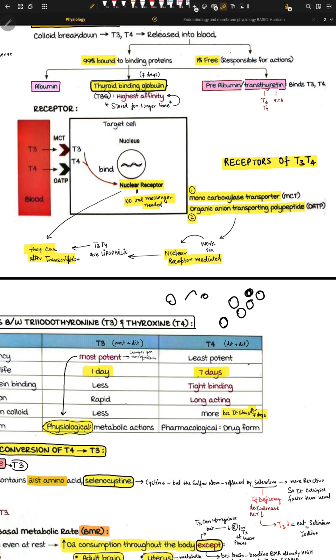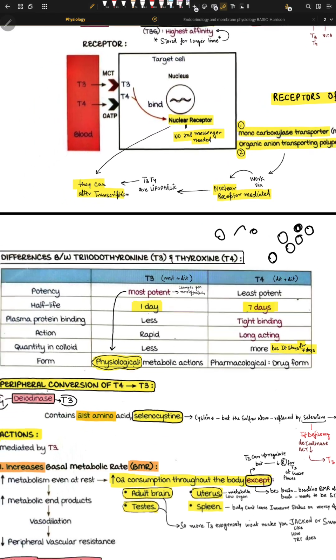We know this already. So the most important thing here is that they have two transporters, MCT and OATP. MCT is monocarboxylase, OATP is organic anion transporting peptide. Again, important thing: they work via nuclear receptors. They don't have any second messenger because they are lipophilic, both T3 and T4.